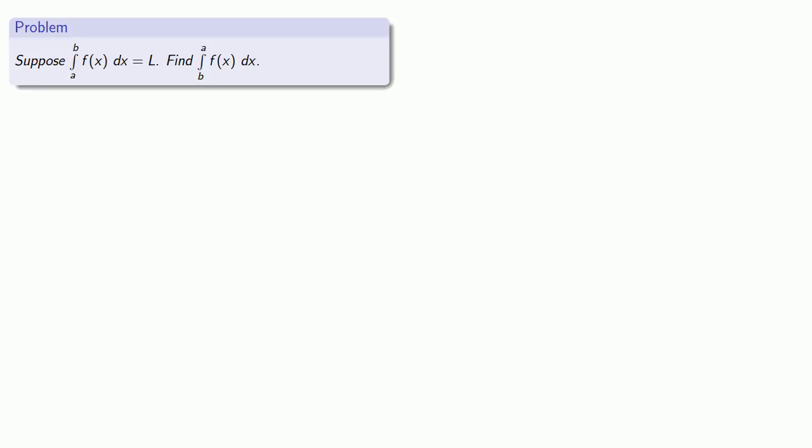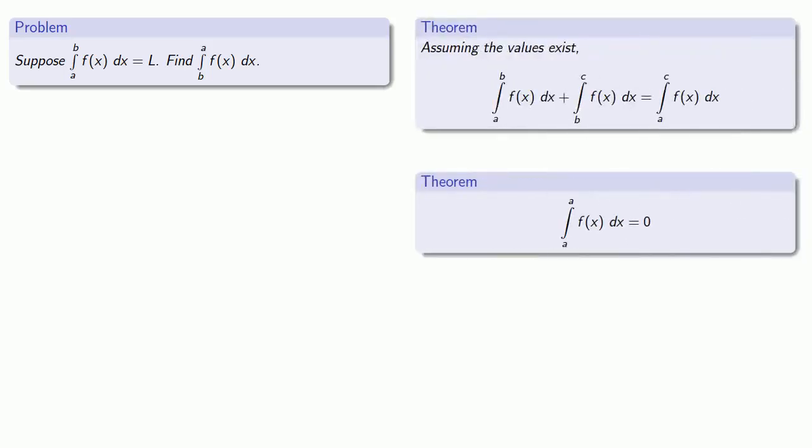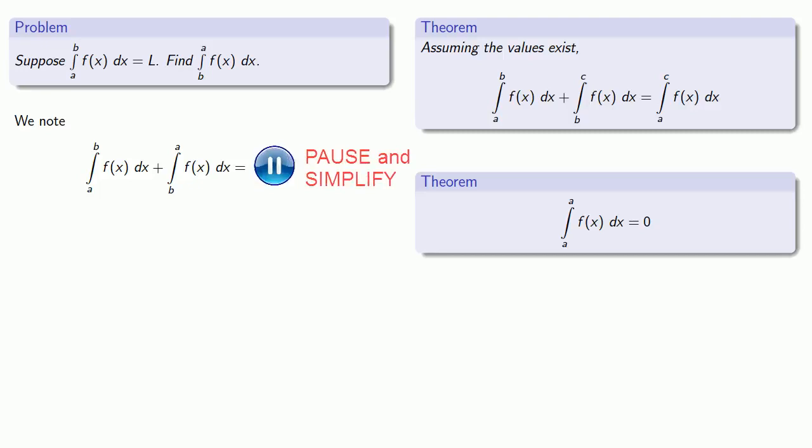Suppose I know that the integral from a to b is L. What about the integral from b to a? And this is sometimes referred to as reversing the direction of integration. Well, let's pull in our theorems. So this first theorem tells us that we can continue a definite integral. So what if I take a look at the definite integral from a to b plus the definite integral from b to a? Our theorem tells us that this is equal to the definite integral from a to a. We can drop out that middle point.